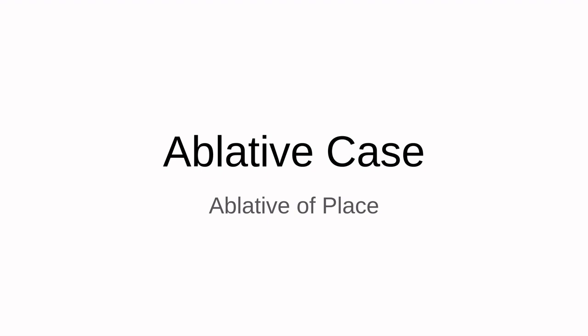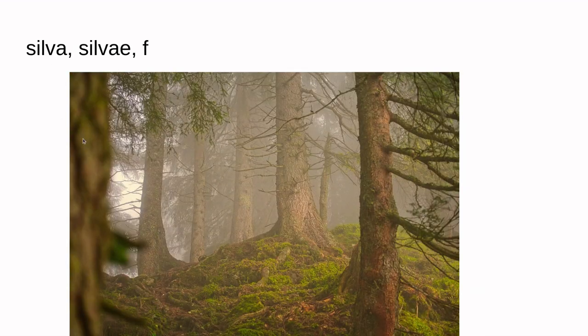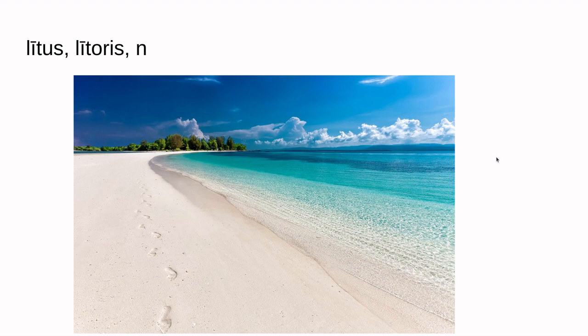In this video, we'll be talking about the ablative case, specifically the ablative of place. But first, we need to learn a couple new nouns. So this one is ager, a field or a farm. Ager. A forest, silva. Silva. Et litus, a beach. Litus.